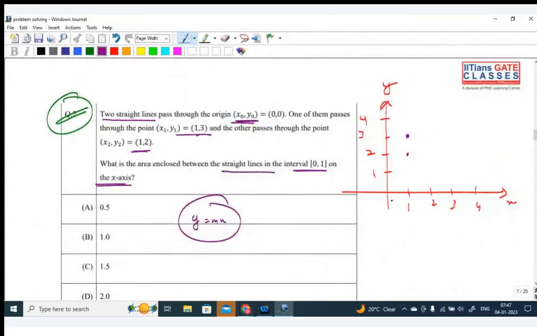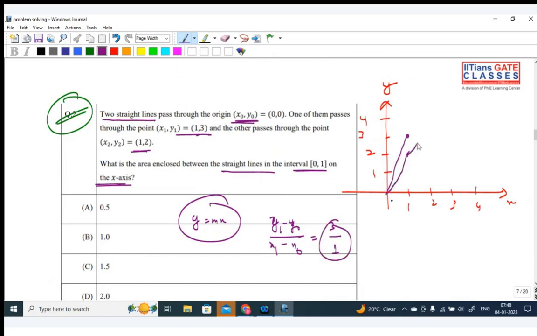There are 2 points, so just find the slope of the equation. What is the slope of this straight line? It is y1 minus y naught upon x1 minus x naught, so that is given as 3 upon 1. It is very simple, and this is going to be the first line and the second line is this.